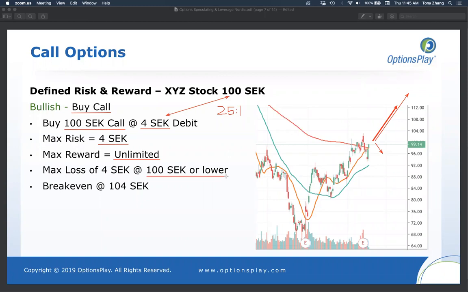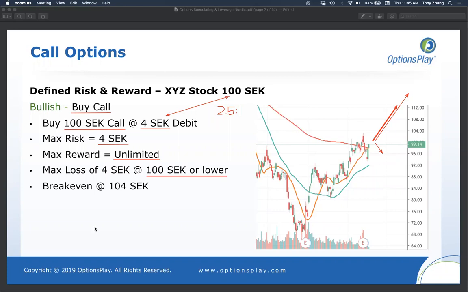Now, so far, I think I've shown you options in a very positive light, but there is a trade-off here, right? When you get this high amount of leverage with limited amounts of risk, that all sounds really good. Why wouldn't you want that? Why wouldn't you want leverage without all of the downside? And the answer is there is one trade-off here.